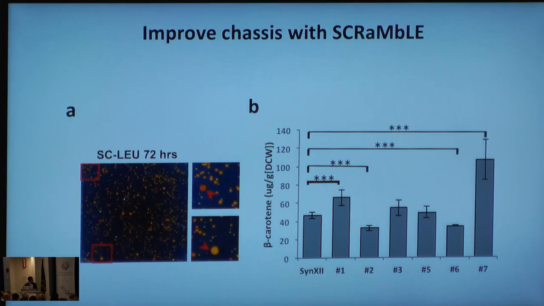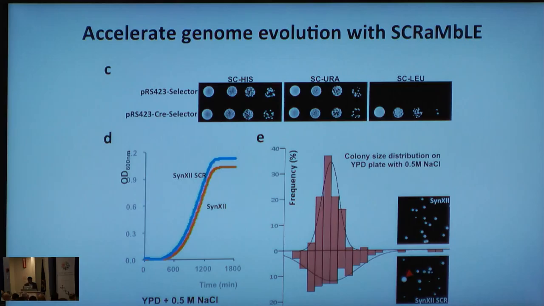We can also use the SCRaMbLE system in combination with the rescue selection system to look for populations which are able to evolve faster than the original strains. This is just one example. We put the rescue system into a strain, and in that strain there will be leaky expression of Cre. Then we put a selection on that population. Once you have that leaky transcription, the cell population we got can actually grow better under these stress conditions. Now we are also in the process of trying to identify why this population confers this salt resistance.